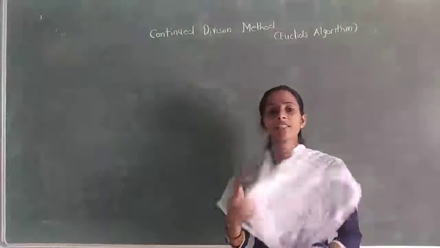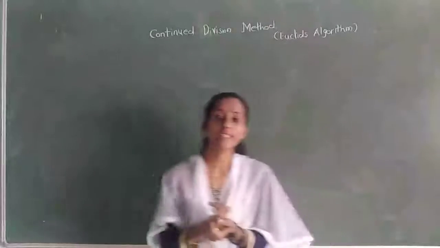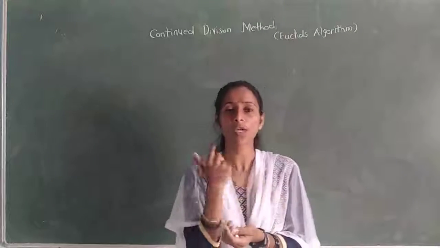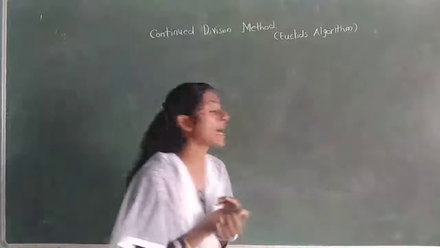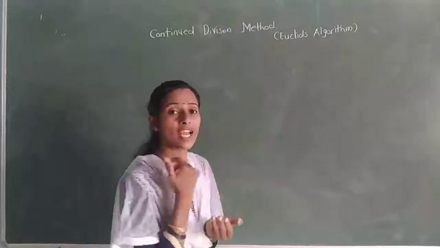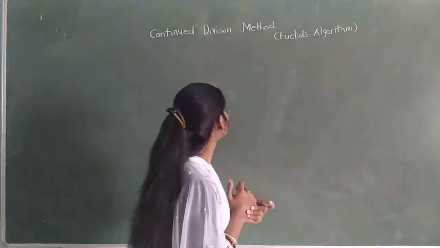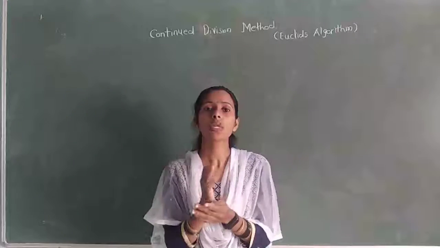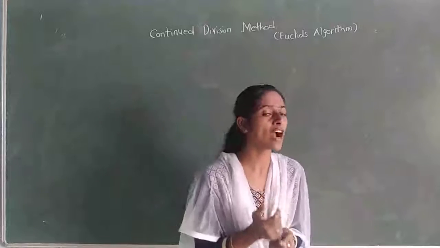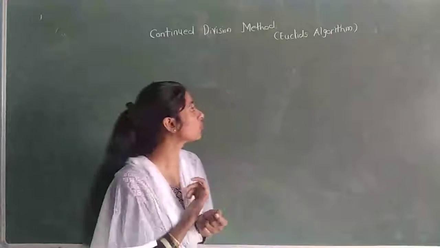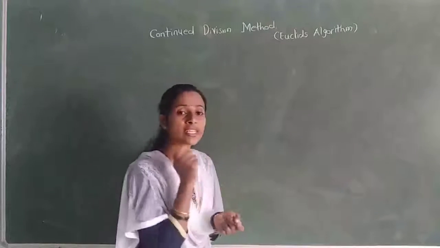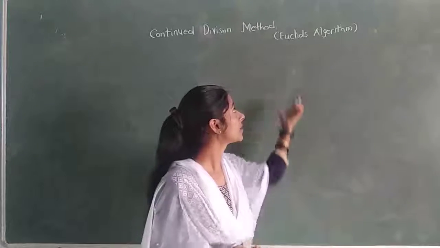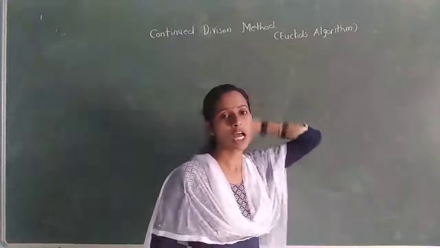Good morning everyone. In the last lecture we learned how to find the HCF by the prime factorization method. Today we are going to start the second method to find the HCF, the continuous division method. It is Euclid's algorithm. Euclid, a Greek mathematician, devised an interesting method to find the highest common factor.